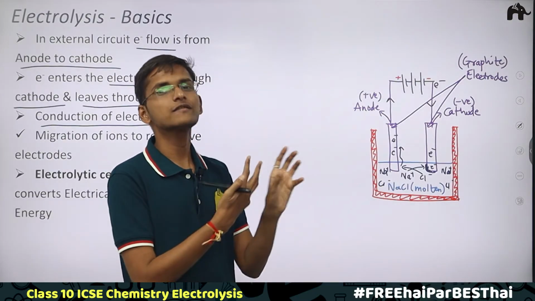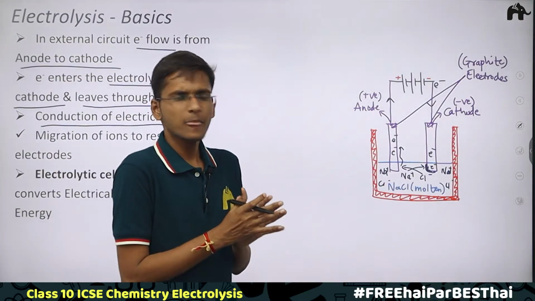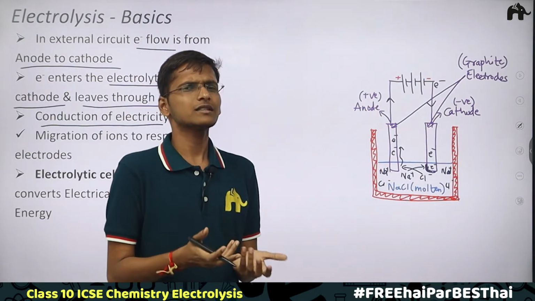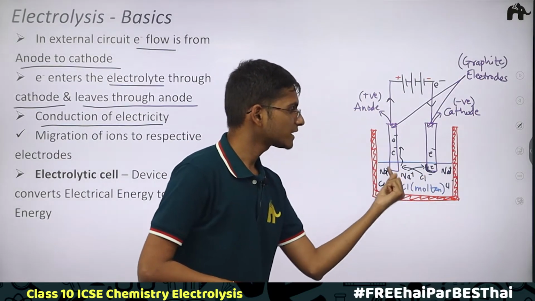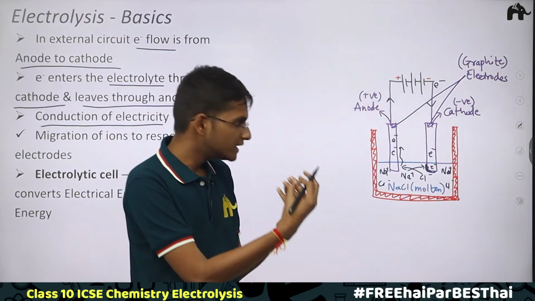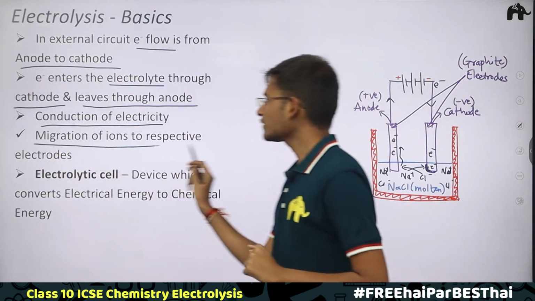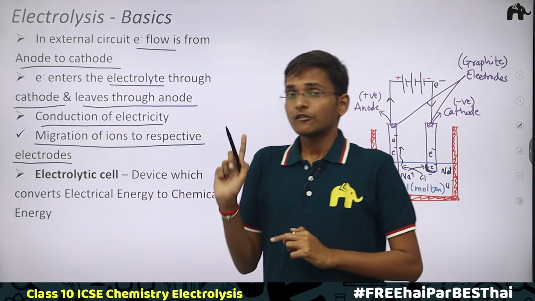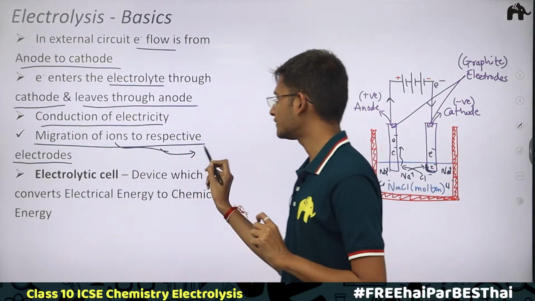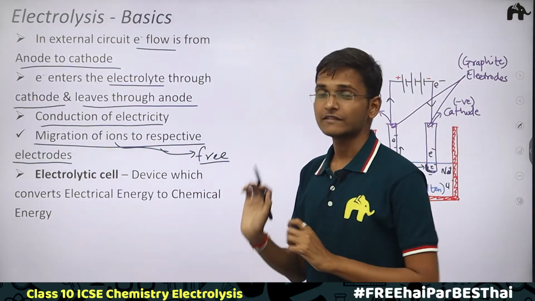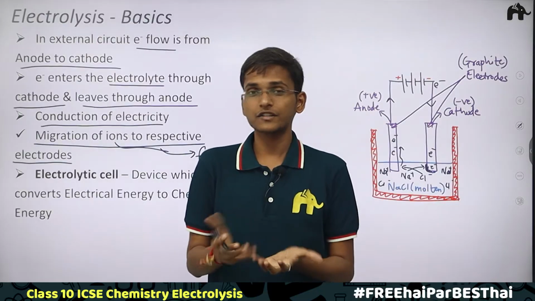So who is transferring the electrons? Ions. Here ions are doing something so that the electrons are getting transferred, and what they are doing is simply moving to the respective electrodes. So the ions are migrating towards the respective electrodes, and then the electricity is getting conducted. So conduction of electricity is due to the migration of ions to the respective electrodes. For ions to migrate, what is important? The ions should be free. If the ions are not free, then they would not migrate, then the electricity won't get conducted.